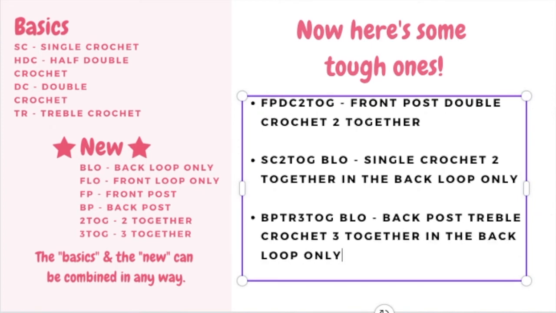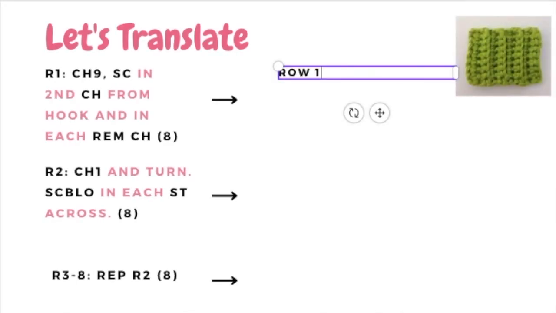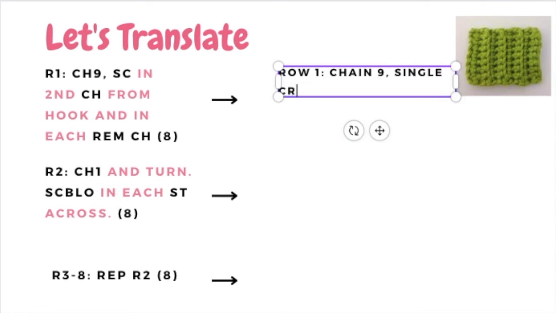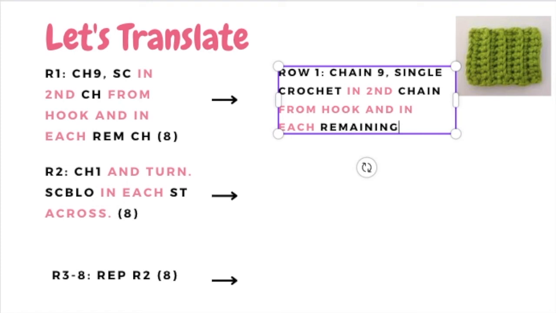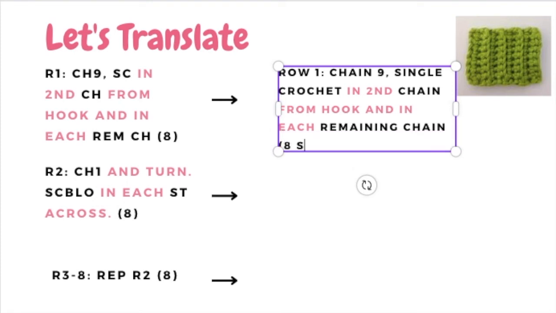Now let's do another translation. Row 1, chain 9, single crochet in the second chain from the hook and in each remaining chain. 8 stitches total.